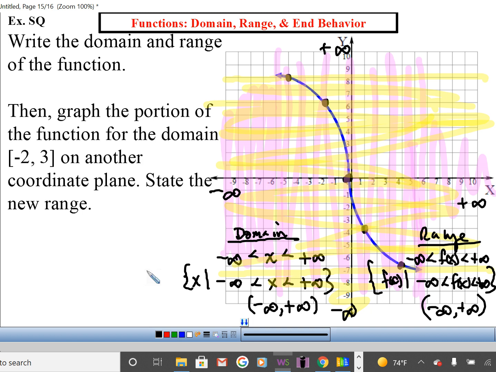Everybody there? All right. So I'm going to change my highlighter to a third color, which is a green color, and I'm going to highlight that section from negative 2 to 3. So I'm going to go from negative 2, and it hits that graph right there, to 3. The 3 is over here. There's nothing over here, but I'm going to highlight straight down, and it hits my graph about right there. So I'm going to highlight that section.